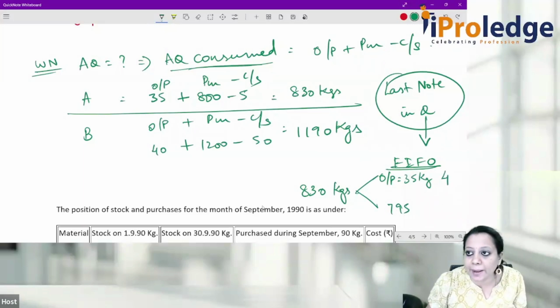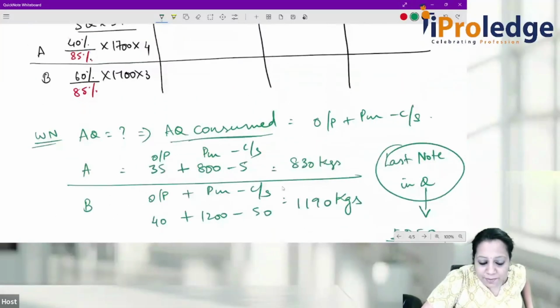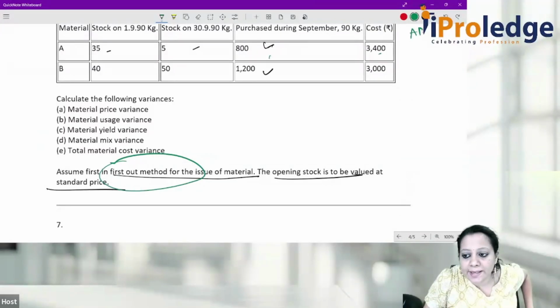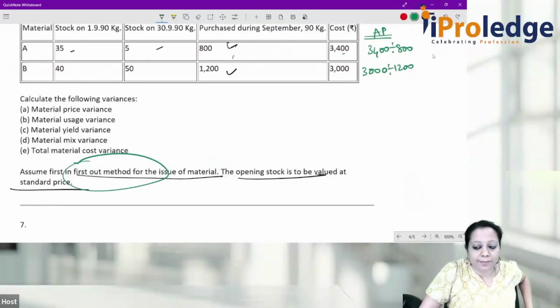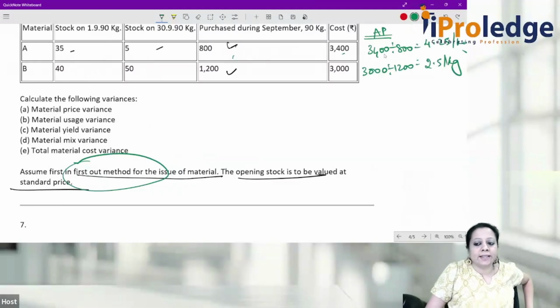Right, students? So standard price, how much for A? 4. Correct? Understood, everyone? Yes, ma'am. Standard price is 4 for A. All right, ma'am. Then actual price is how much? Can you all see? Cost is 3,400 divided by 800. Actual price is going to be 3,400 divided by 800. Actual price is going to be 3,000 divided by 1,200. Tell me, dear. 4.25 per kg. Okay, ma'am, 2.5 per kg. Thank you, dears. Please write this AP because I'll scroll on top. Okay. If you have already written, no need to write again.